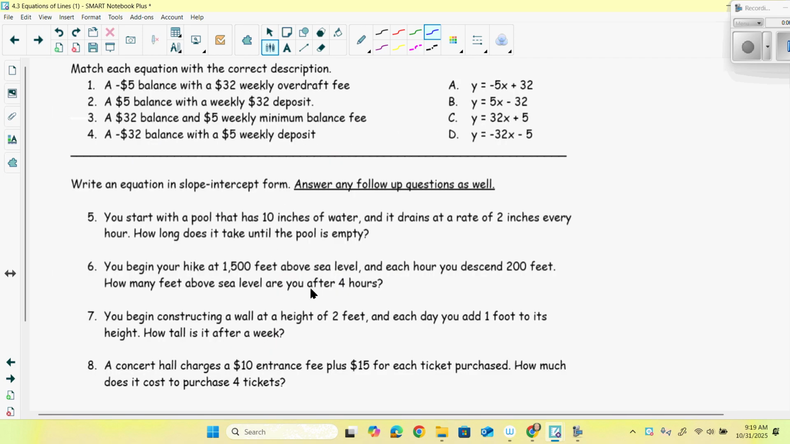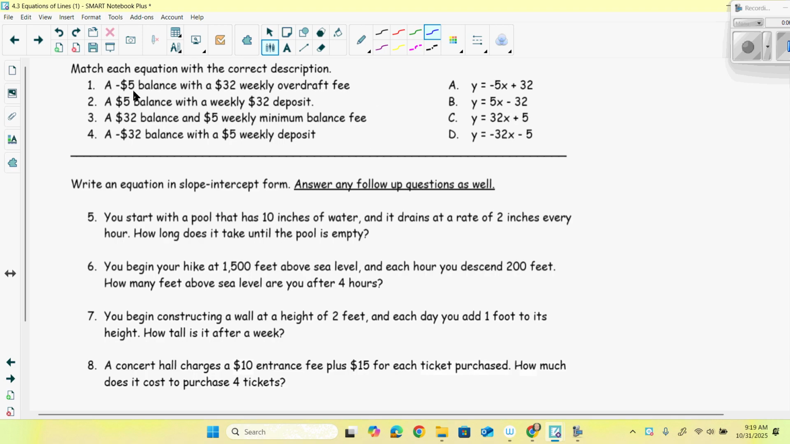Got a few problems here, and then we'll be done as far as our classwork. Match each equation with the correct description. I suggest you read things carefully and thoroughly. I'm going to go a little bit quicker than I'm sure a student would, but I want to make sure you see this and watch the video again. Ask questions if you have them.